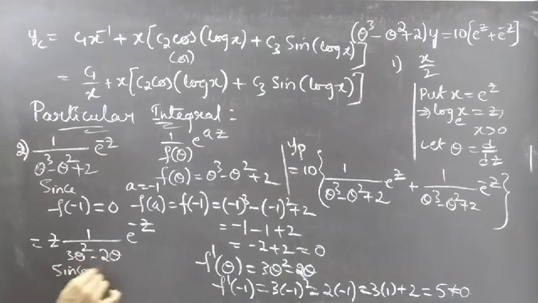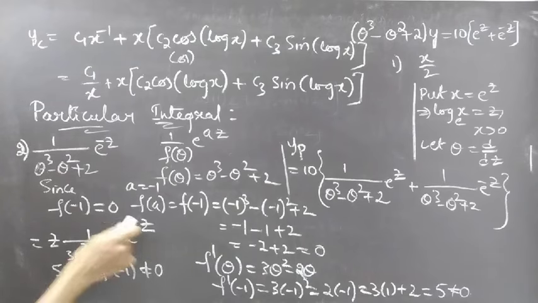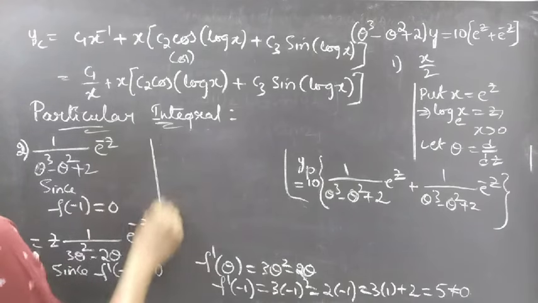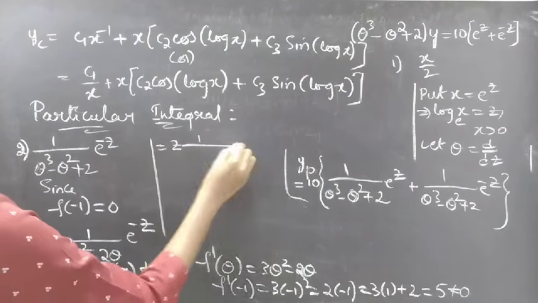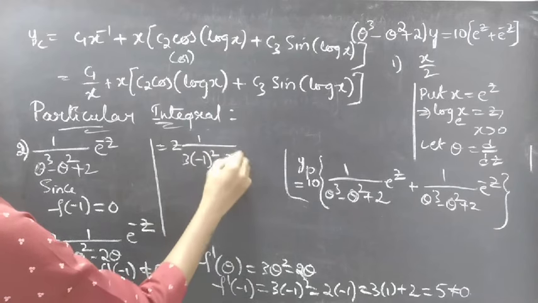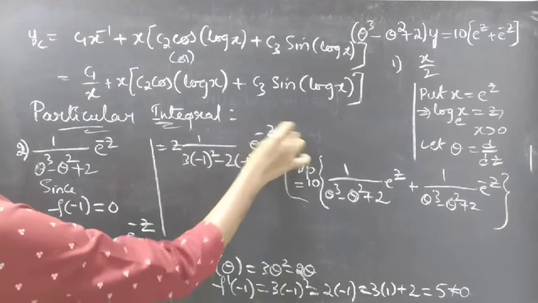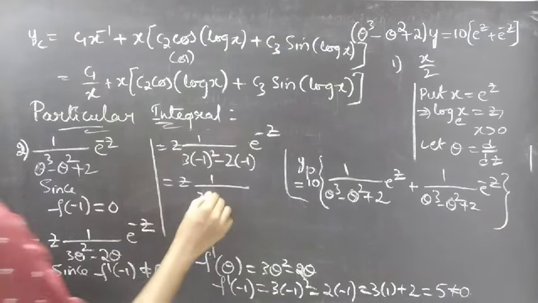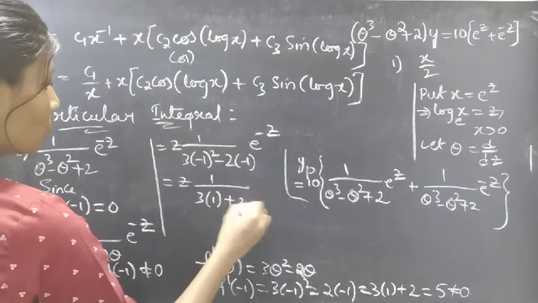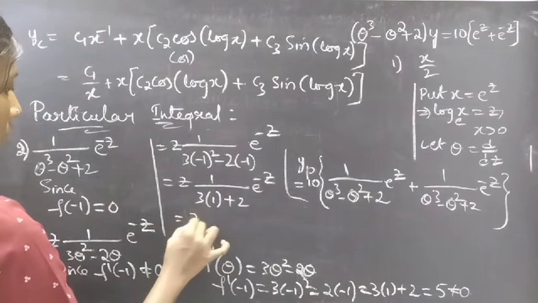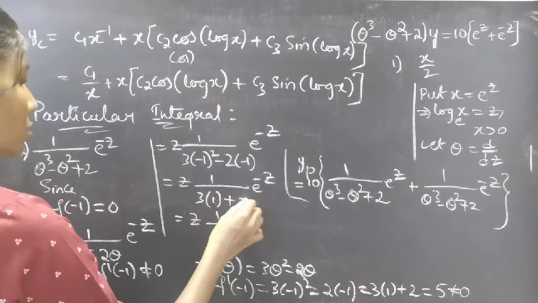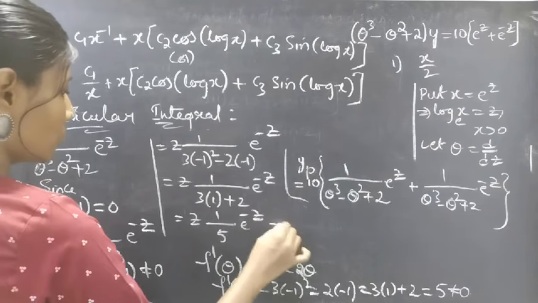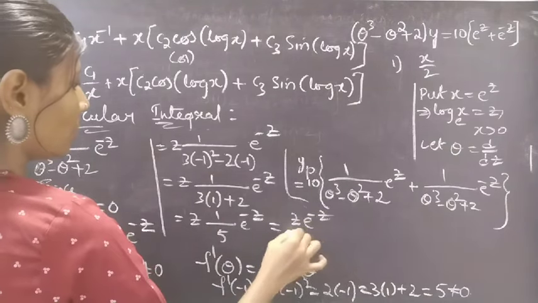Since f dash of minus 1 is non-zero, we can replace theta by minus 1 here. This becomes z into 1 by 3 into minus 1 whole square minus 2 into minus 1 into e power minus z. This is equals to z into 1 by 3 into minus 1 whole square is 1 minus into minus plus 2 into e power minus z. This equals to z into 1 by 3 into 1, 3 plus 2 is 5, into e power minus z, which is equals to z e power minus z by 5.